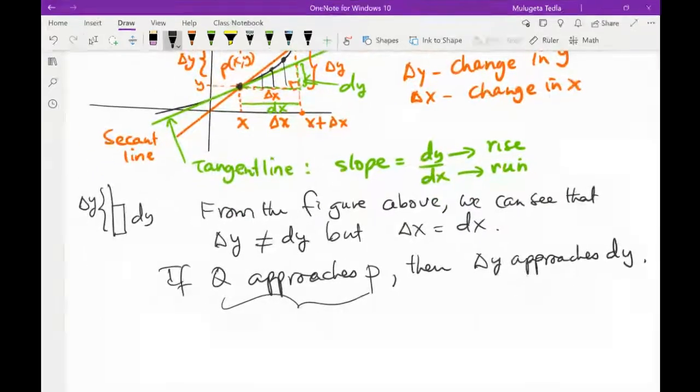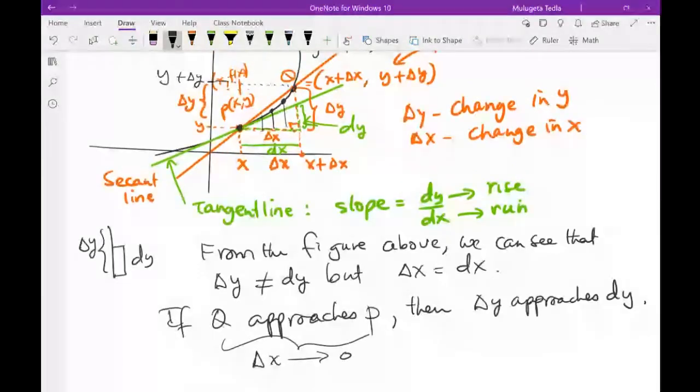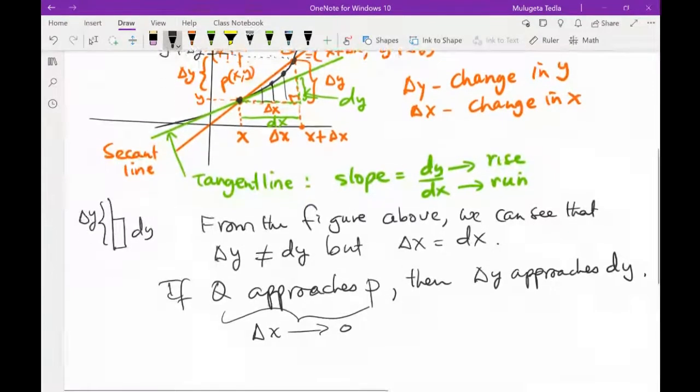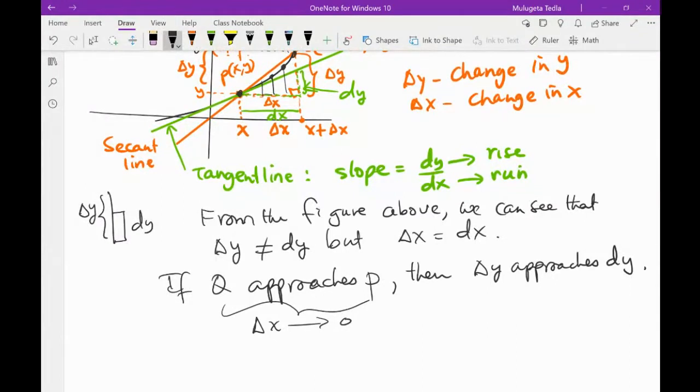So Q approaches P when delta x goes to 0. See, when you cut the delta x to smaller and smaller and smaller, then Q is approaching P. That's what the concept of infinitesimal is. The concept of subdividing, where we're letting delta x go to 0, to very almost a positive quantity, but almost negligible, nothing. Then theoretically delta y and dy are the same.